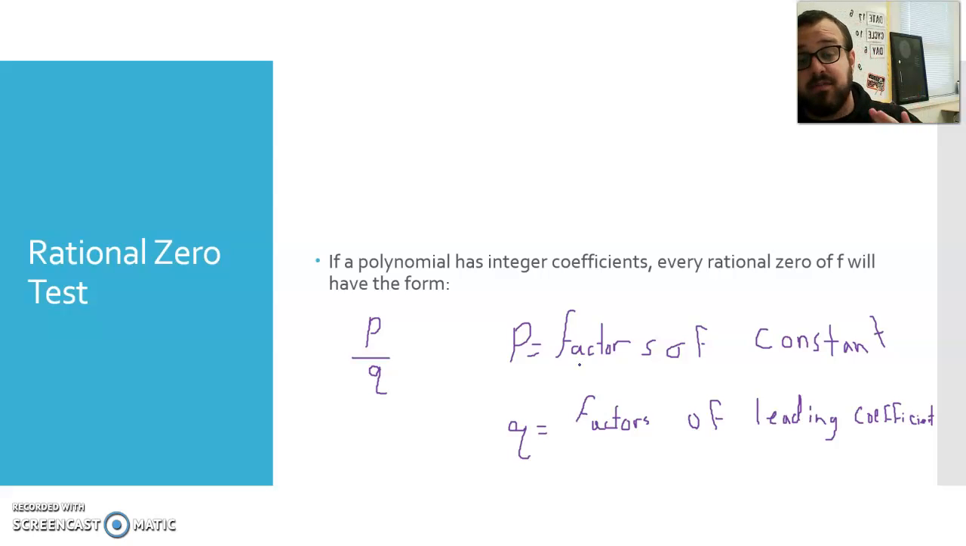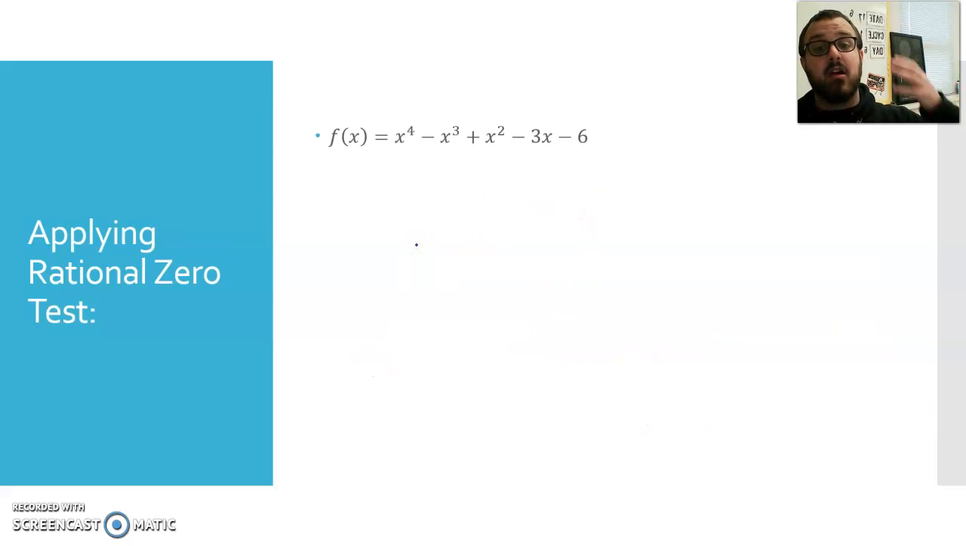Those will not show up, obviously, through this method, but this will find all of the rational roots. So what we're going to do is combine this rational zero test, use our factor theorem we just talked about, and use our fundamental theorem of algebra in order to fully factor these polynomials. So here, for example, is a polynomial. I want to fully factor this.